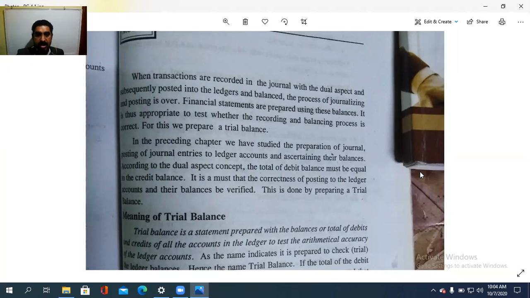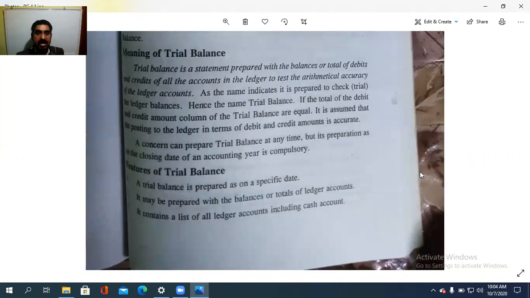Okay, then the next step is the meaning of the trial balance. What is a trial balance? It is a statement prepared with the balances or the totals of debit and credit of all the accounts in the ledger to test the arithmetical accuracy of the ledger accounts.